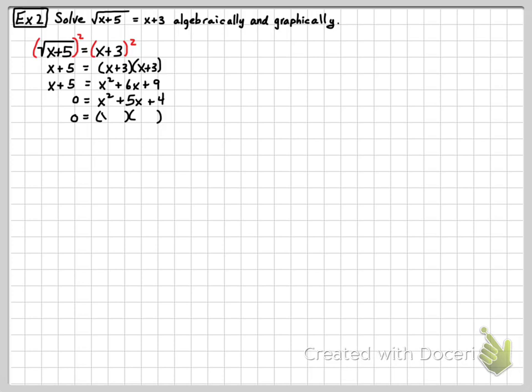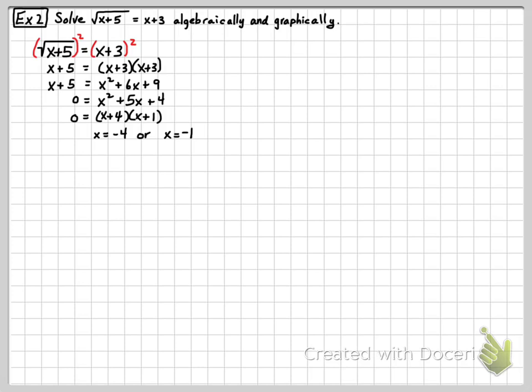By factoring it, we need to find two numbers that multiply together to give us the last term, 4, but add up to get the middle coefficient, which is 5. And that's going to be 4 and 1. So we're going to say one of the factors is x plus 4 and the other one is x plus 1. That means that our solutions to our equation are going to be x is equal to negative 4 or x is equal to negative 1.